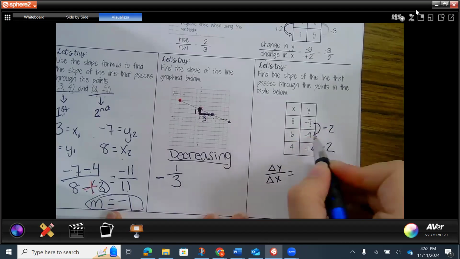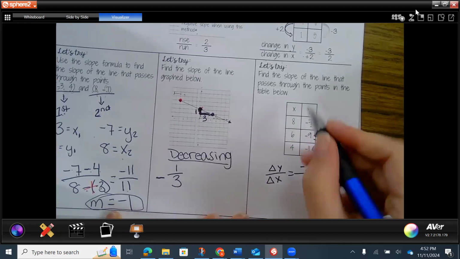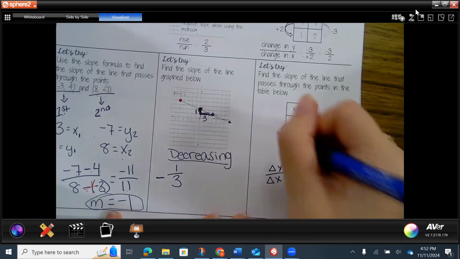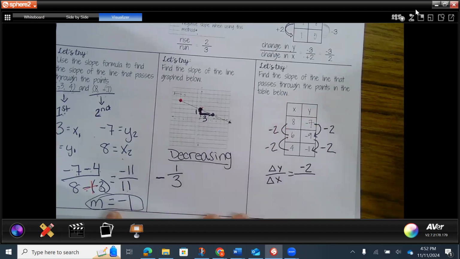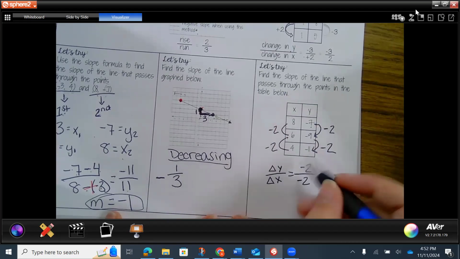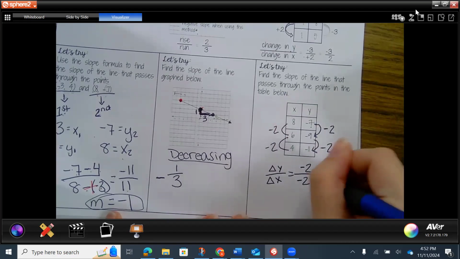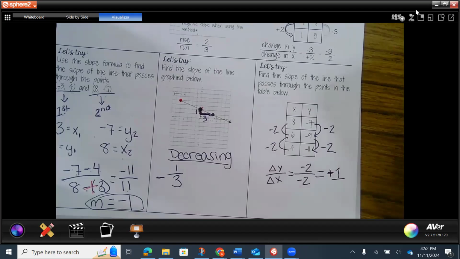My change in y is -2. And now my change in x from 8 to 6, I'm going down 2. From 6 to 4, I'm going down 2. So my change in x is also -2. -2 divided by -2 gives me a positive 1. So if we were to graph these points, they would give us a slope of positive 1.